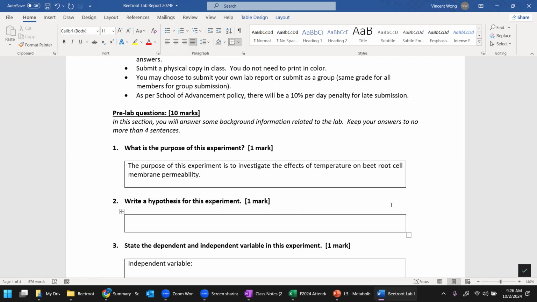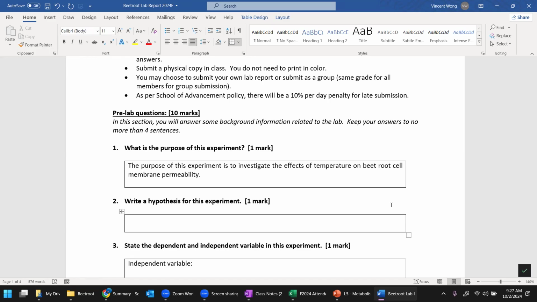Okay. I will give you a sample answer that is not good. Many people do it this way and then they don't get 4 marks. You're going to tell me why. Okay. Here is the answer they would put. Temperature will affect the membrane permeability. Okay, so they put that for the hypothesis. Higher temperature will affect the membrane permeability.